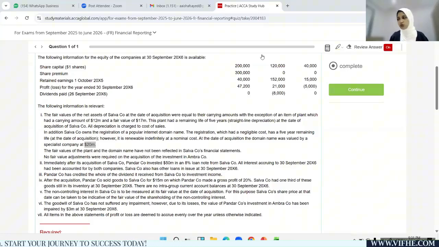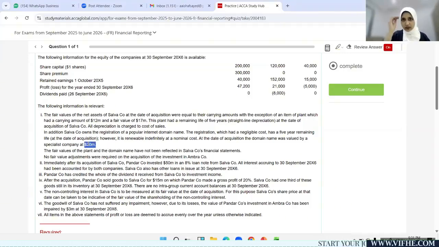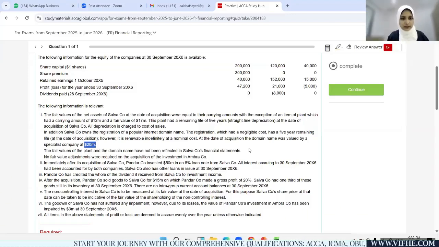Yes, logically, no. Okay, and as per standard also, if it has indefinite life, no. So what impact it has is only for my goodwill calculation, that 20 million increase. Nowhere am I going to put the depreciation in my P&L. Okay. Now, the fair value of plant and the domain name have not been reflected in Salva's financial statements. So if there is a balance sheet, you go and increase, but there is no balance sheet, so I don't go and increase.